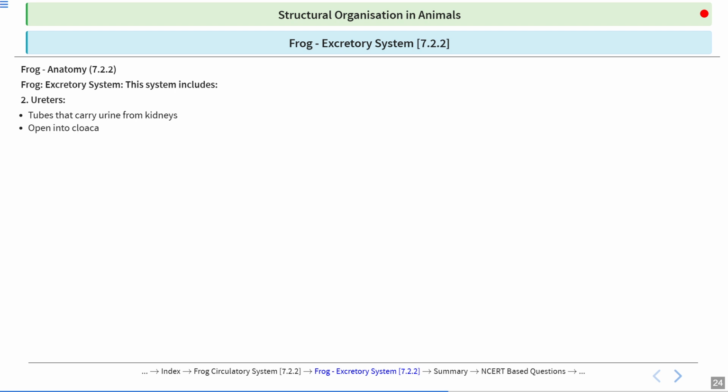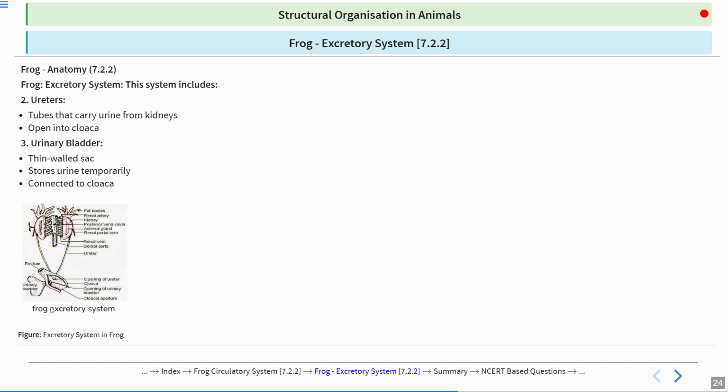And this opens into the cloaca. Okay. There is also the urinary bladder. This is a thin-walled sac-like structure attached to the rectum part. It stores urine temporarily, so the urine is stored for some time, and that is connected to the cloaca part.